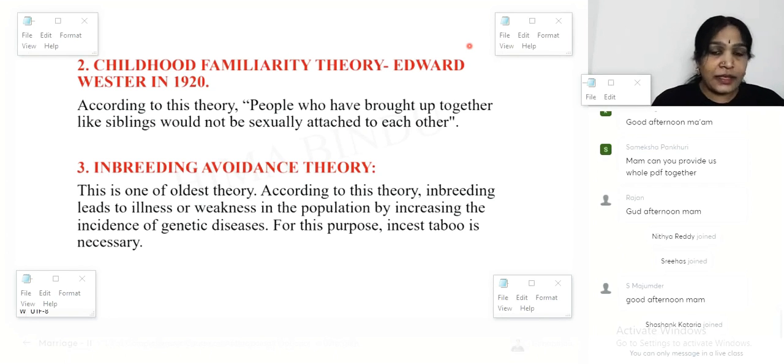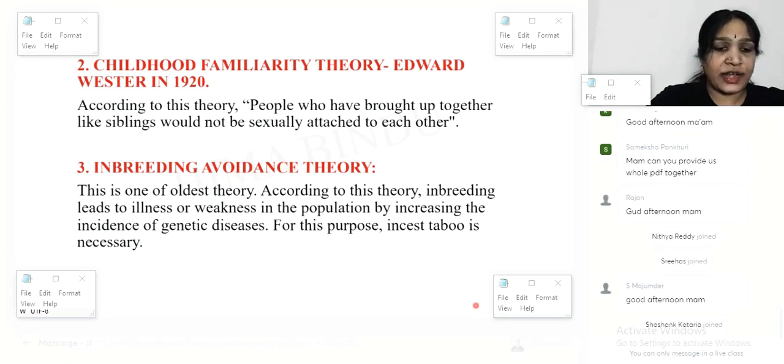What he said is, because the brothers and sisters or the parallel cousins who are growing in the same family are familiar to each other since childhood, they will not have sexual attraction. So marriages and procreation of the children will not happen successfully if they are married. So better don't marry them because they will not have sexual attraction. Exactly opposite theory, isn't it?